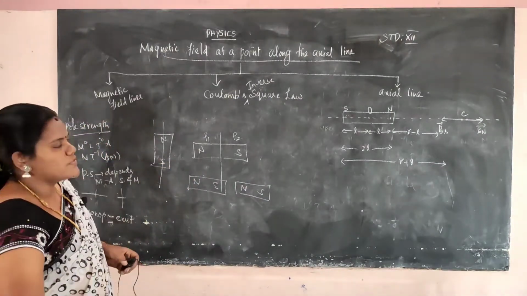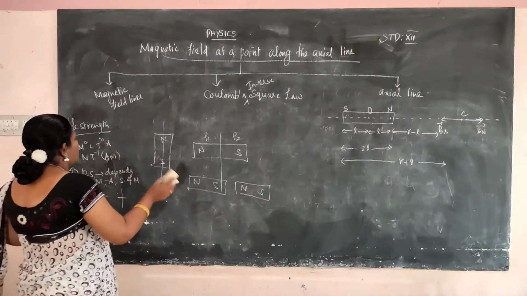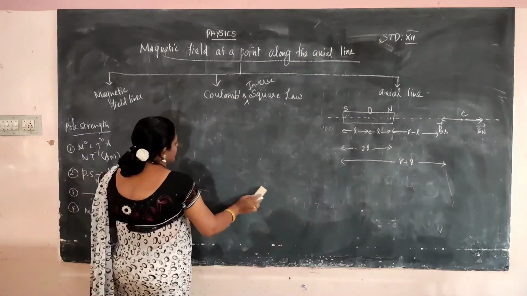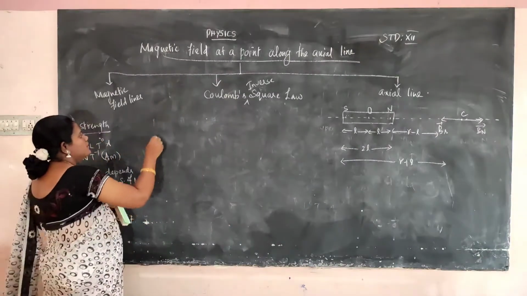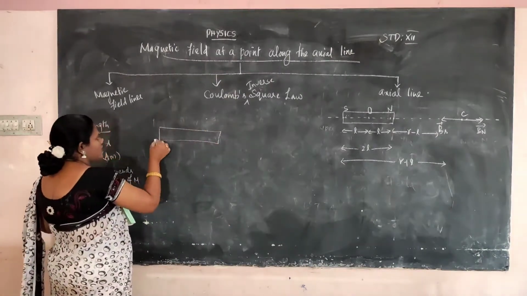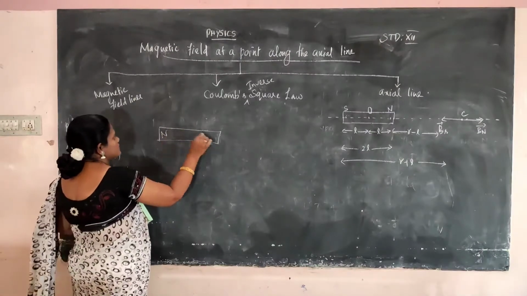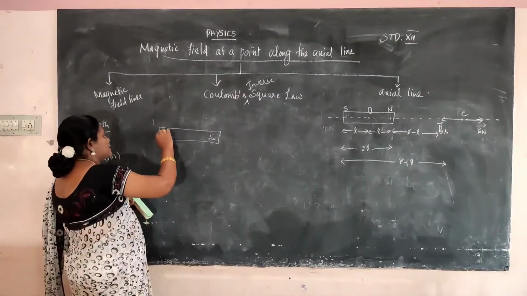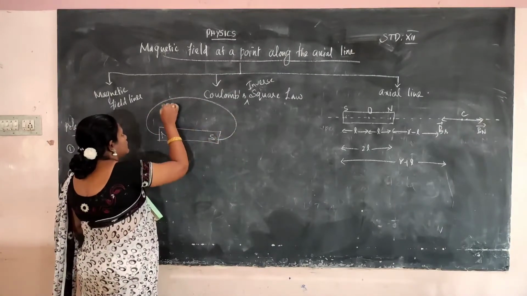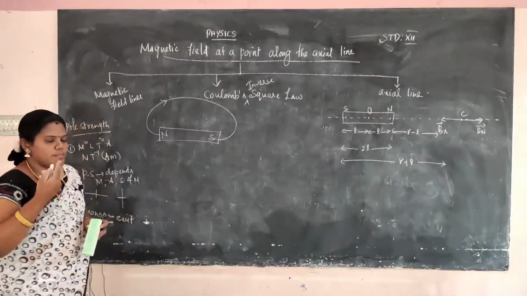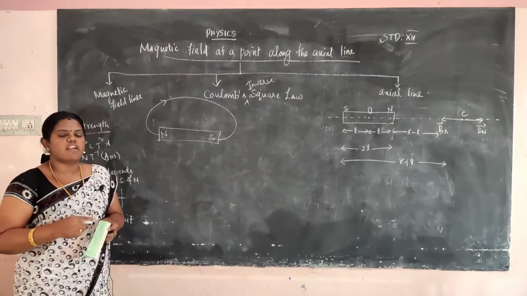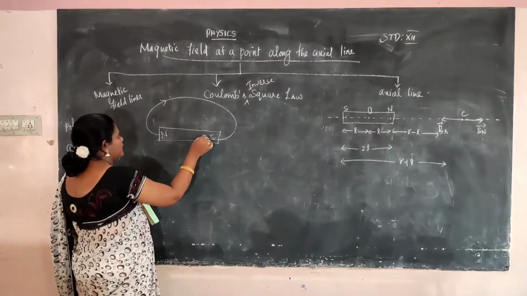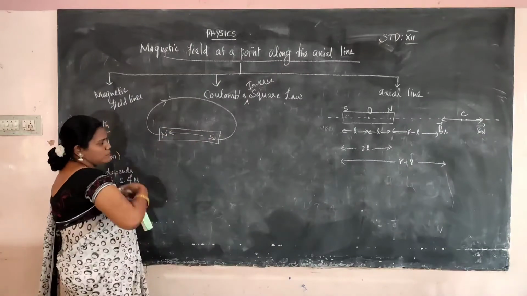Already you learned in the first lesson about electric field lines, and all the points will be the same for magnetic field lines. Take one magnet. Outside the magnet, the magnetic field lines always start from the north pole and end at the south pole, but inside the magnet the field lines move from the south pole to the north pole.